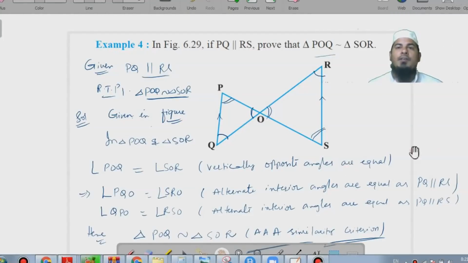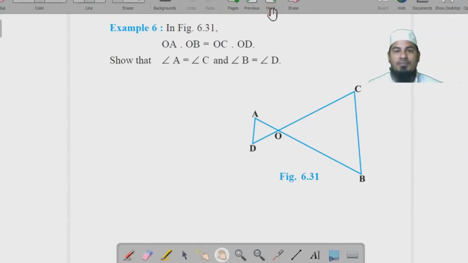Hope you understood this. Let us take the next question. Here the question is given: OA times OB is equal to OC times OD, and angle A is equal to angle C. We have to prove that angle A is equal to angle C and angle B is equal to angle D. If I am able to prove these two triangles similar, then corresponding angles will become equal, then my answer goes correct. What is given here is the ratio.